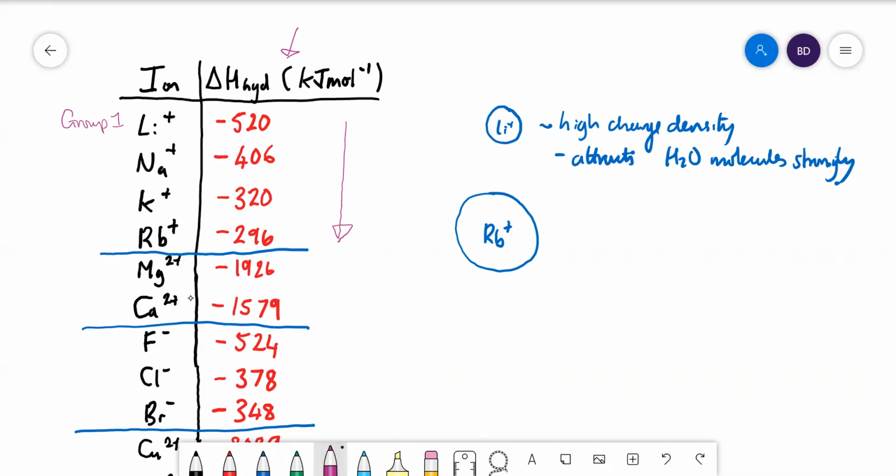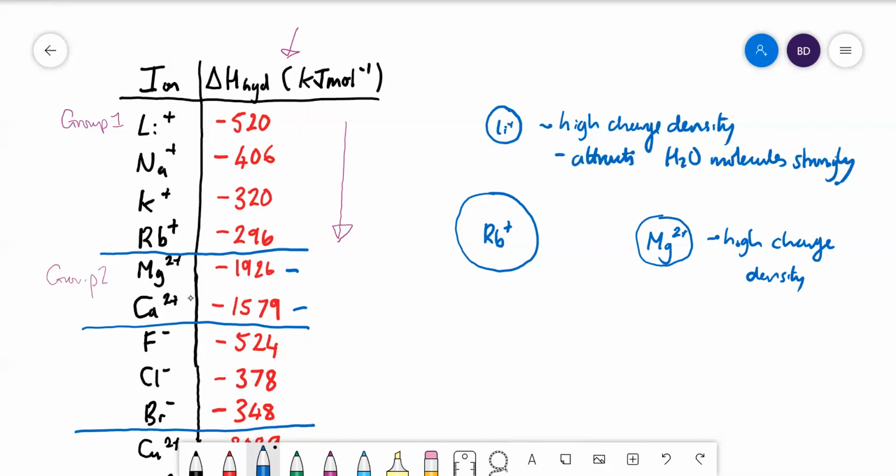Let's have a look at the group 2 ones here. First of all, you'll notice that they're a lot bigger than the group 1 values, and that's because, of course, group 2 ions have a 2+ charge. So we've got magnesium here. It is small, and it's got 2+. It's got high charge density. That's why you get quite a high value for the hydration of magnesium. Calcium is going to be slightly less because yes, it's 2+, but of course it's bigger than magnesium, so the charge density is less.